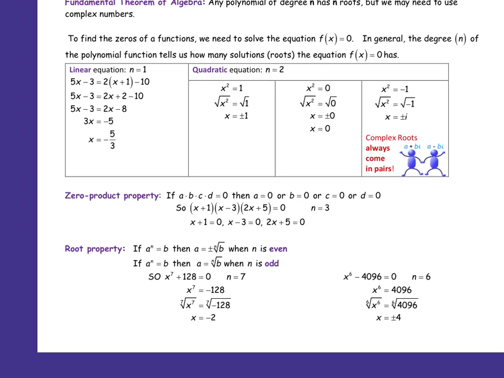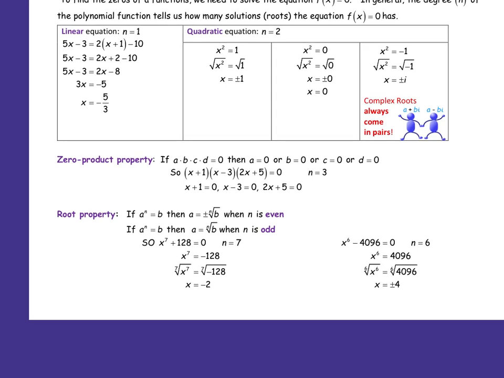So we still have the zero product property. If I have several things multiplied together equals 0, one of those several things has to be 0. And the root property. The difference on the root property this time, instead of saying a squared equals b, it's a to the n equals b, so a equals plus or minus the nth root of b when n is even. So if I have any even exponent, I will always have a plus or minus, okay?